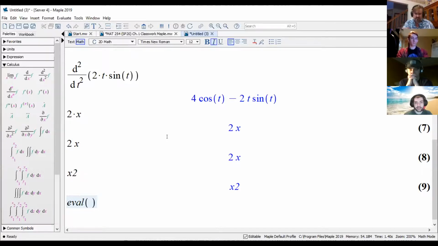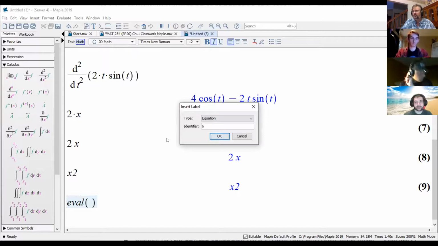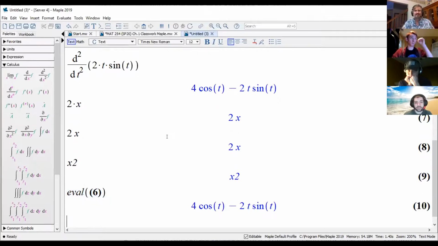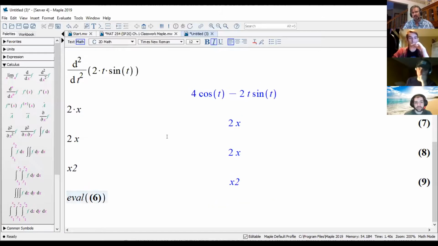Line 6. Line 6, or label 6, technically. I always call it line, but I only use it for lines. So I want to evaluate line 6, but if I just stop there, Maple's going to say, okay, there it is. But that's not what I want it to do. I want it to evaluate that at a particular value of t.